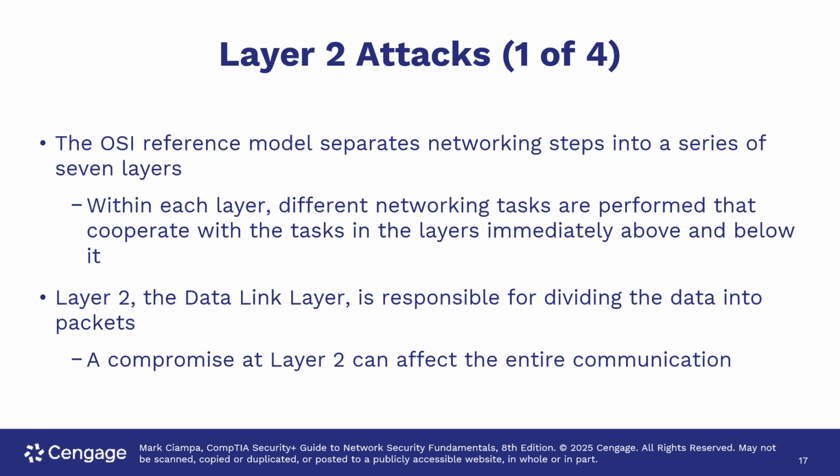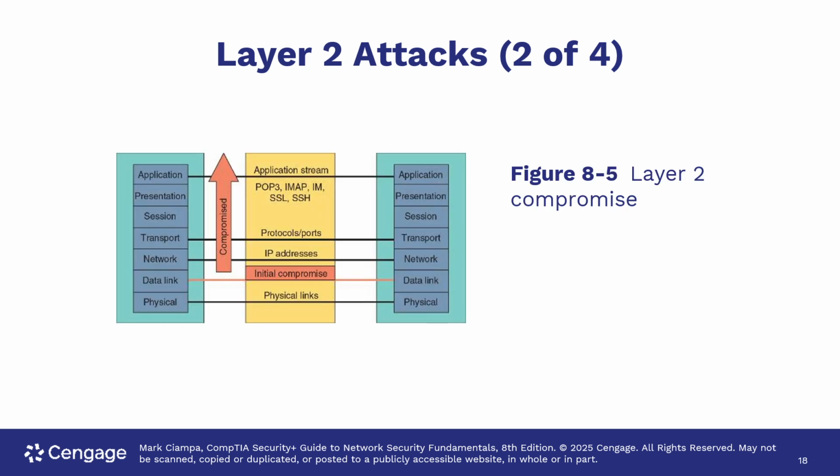It's responsible for dividing the data into different packets. So a compromise at layer 2 can affect the entire communication. Why? Because it's just like something messing up what's going on at the post office, and all the letters in there are getting misrouted. It's disrupting the communications. Here's a good example of the TCP/IP stack. The top layer is the application layer, down below is your physical layer, and you can see the data link layer, and that's where the initial compromise is, from the sender to the receiver.